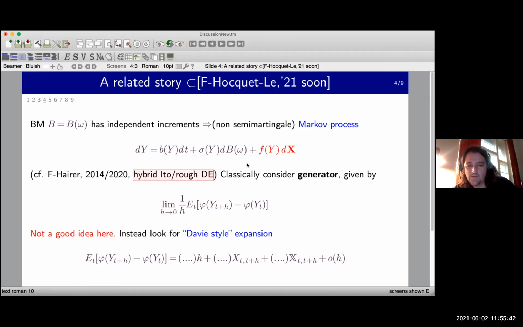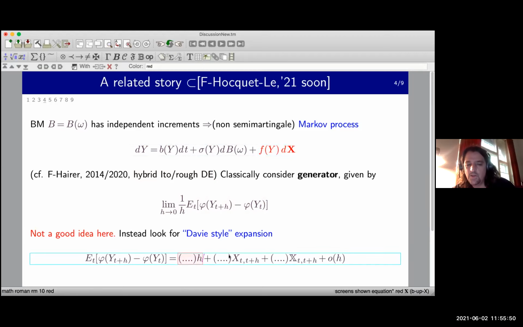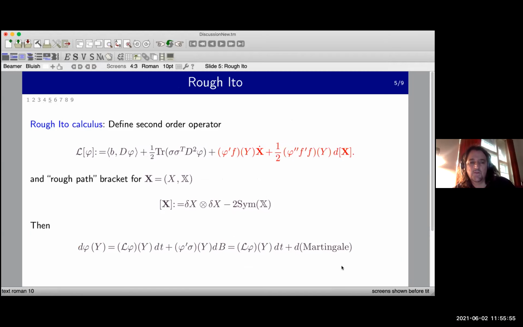But in any case, if you take this formally, if you want to compute the generator, you realize immediately you can't do it because X is not differentiable. So what are you doing? And so the good thing is to look at Davie-style expansions. That gives you at least a way to think about it. So it turns out this all leads to a consistent calculus.